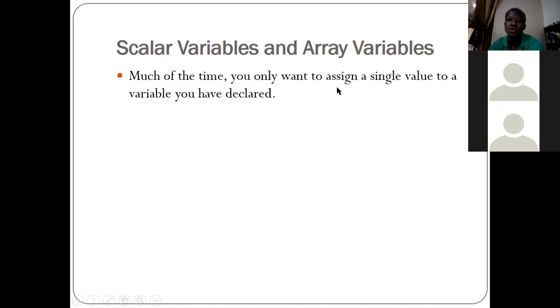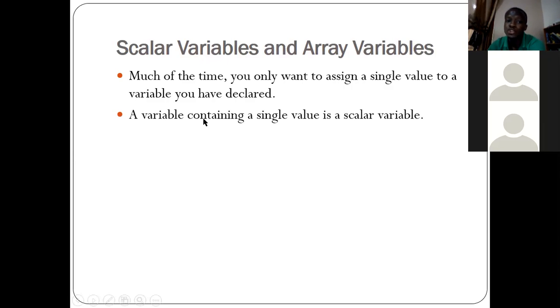Much of the time you only want to assign a single value to a variable you have declared. There is something called declaration of a variable, which I've already talked about. When you declare a variable, you are telling the computer to create a space in memory where values will be stored. We can declare a variable and then use it. But in some programming languages, you don't have to declare a variable. In Python, for example, since you are using a variable, whatever value you give it, it will dimension it as such.